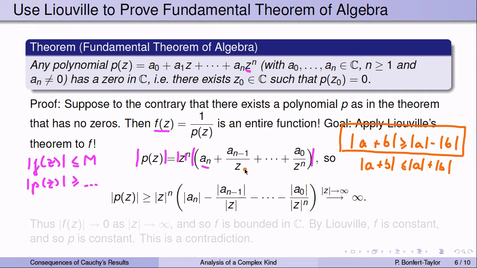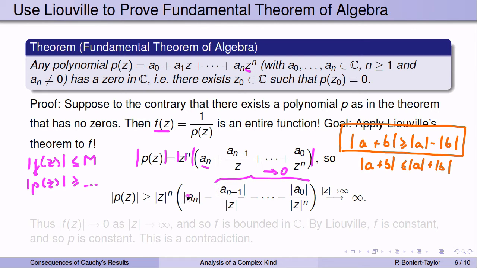But now the great thing is we're going to let z go to infinity. So as z gets larger and larger and larger, this whole remainder goes to 0 because we're dividing by z. So when you plug in a really large value for z, the coefficients are fixed, and so these terms get smaller and smaller and smaller.